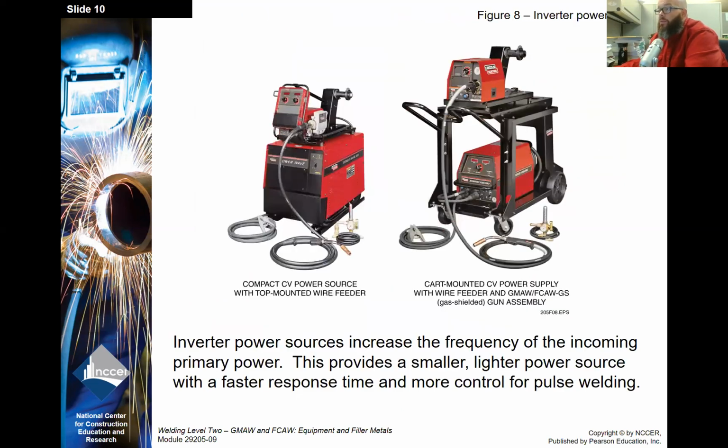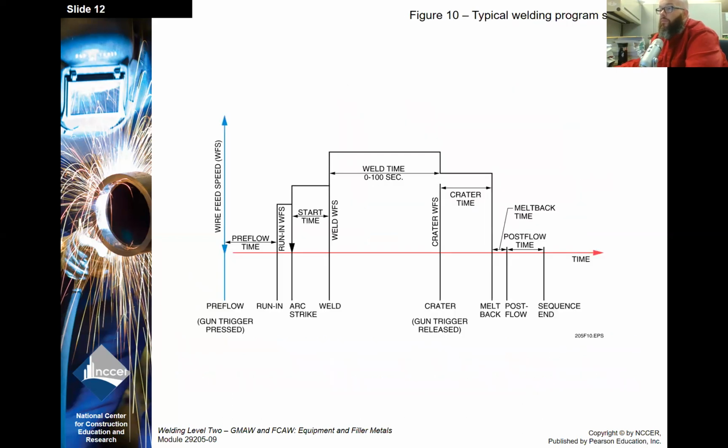Okay, inverter power sources. So in our shop, the XMT 350s are inverter type power sources. Inverter power sources increase the frequency of the incoming primary power. This provides a smaller, lighter power source with a faster response time and more control for pulse welding. Okay, typical weld program sequence. This has to do with when you're doing pulsed transfer.